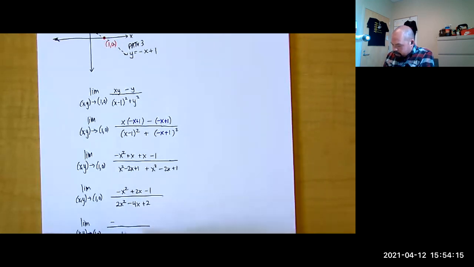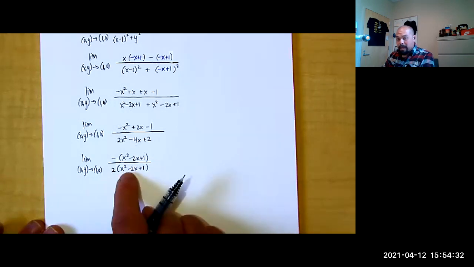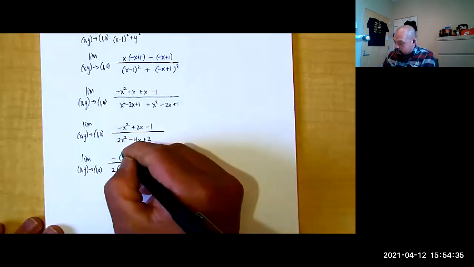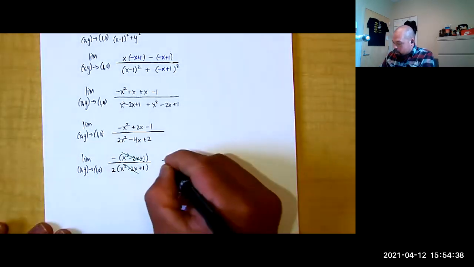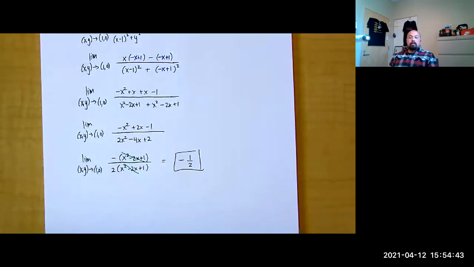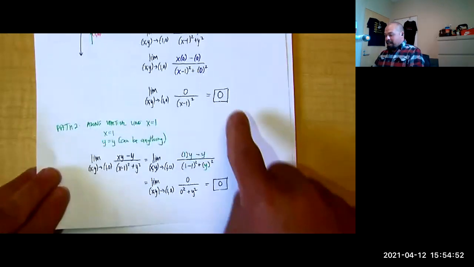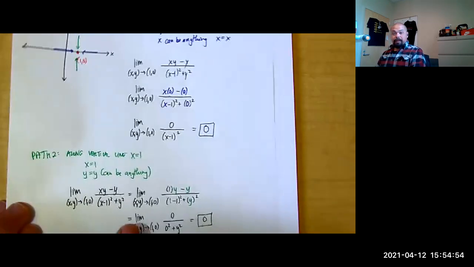Up here, factor out a negative, x squared minus 2x plus 1. I know I'm being a little bit tedious here, but just to take my time, right? We can factor that further as (x minus 1) squared, or even at this stage, we can see that these two cancel out. And notice what we're left with: a negative 1/2. So now we've created a different path, still approaching that same point, but we've gotten a different result for our limit.